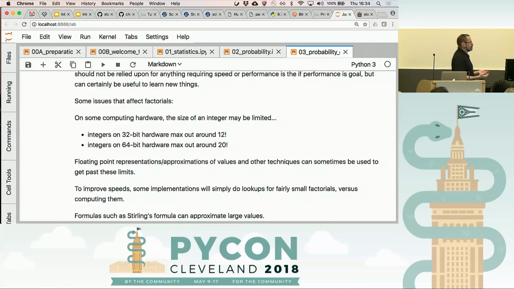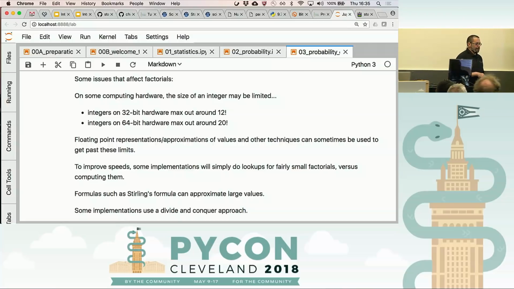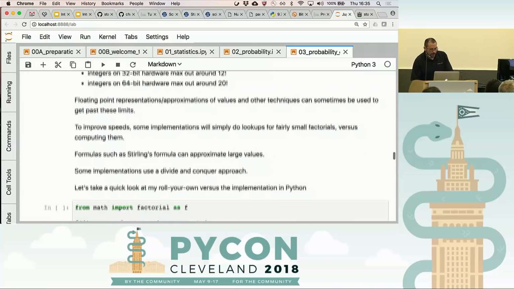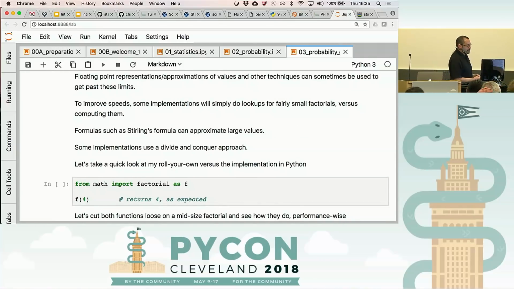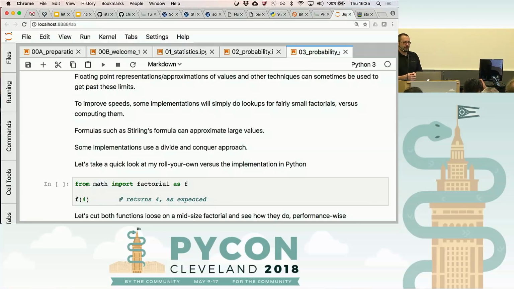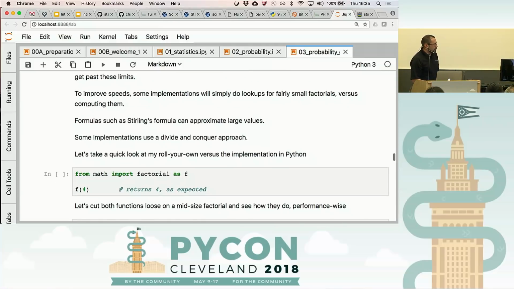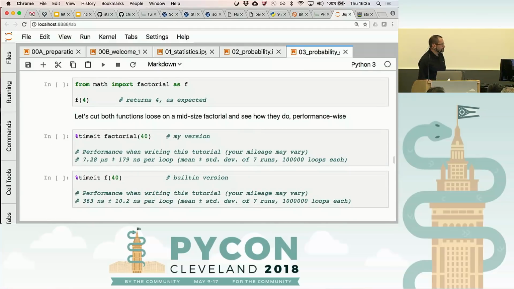So you might use floating point approximations or representations of those values, and that'll nudge you a little bit past those points. Or maybe, in terms of speed, you don't want to calculate 40 times 39 times 38. You might want a lookup table for certain low-level factorials and then do the calculations on higher ones. Or you may not want to do the calculations at all, so you might use an approximation like Stirling's formula. So real-world functions, not Chalmers', will do things to improve the speed or the reliability of it.